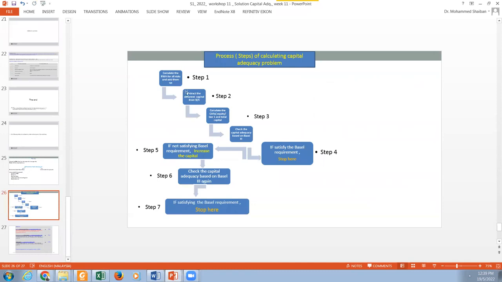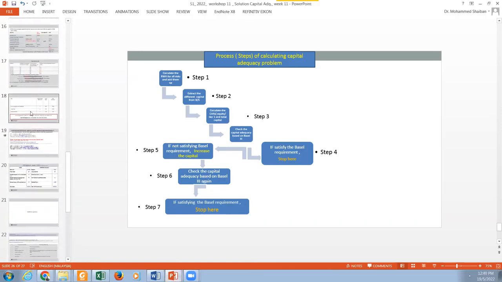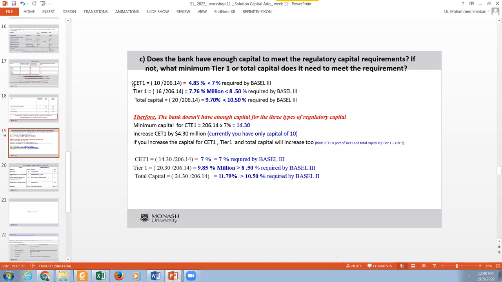I calculated this one and I have the capital. Now I just see the CAR, whether I satisfy or not. I calculate the CAR, and this is the easiest part actually. So I go and calculate the CAR for the common equity, the tier 1, and the total capital.